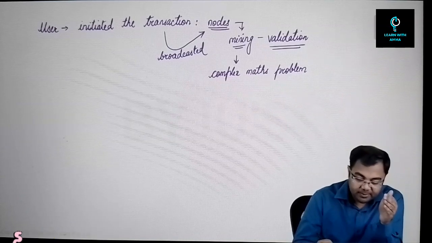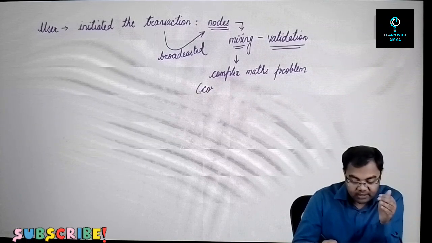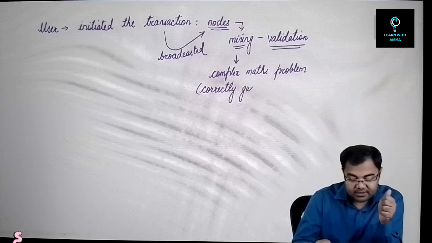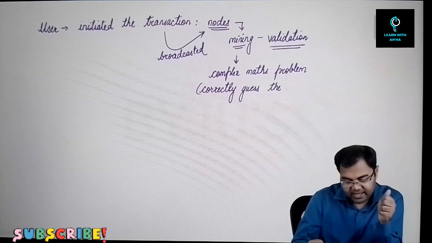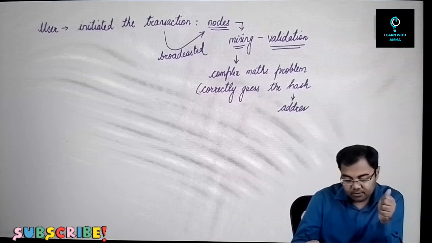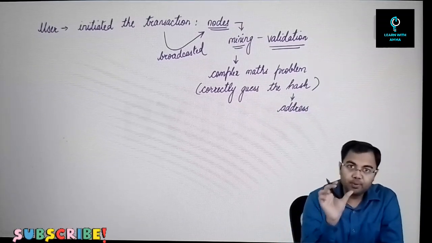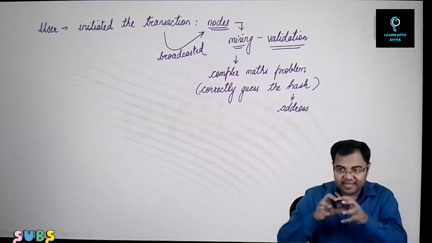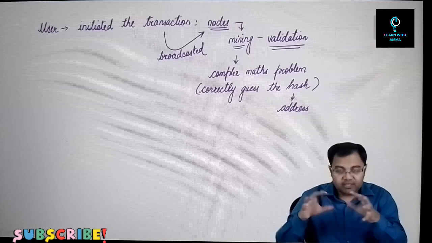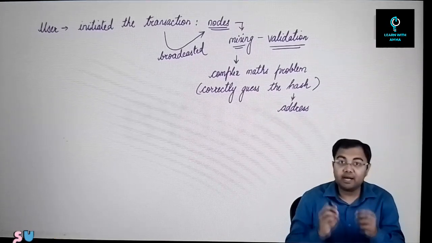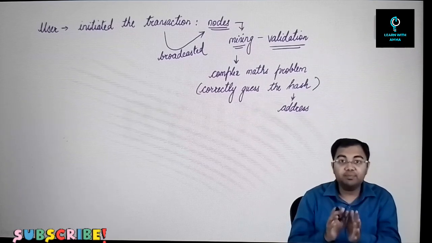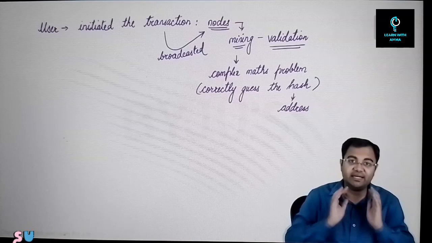This basically means that they have to correctly guess the hash. What is hash? Hash basically is the address of the block. Every block that is added to the blockchain has an address. So when all these nodes start mining, what they have to do is correctly guess the hash, a number which is equal to the hash or lower than the hash.